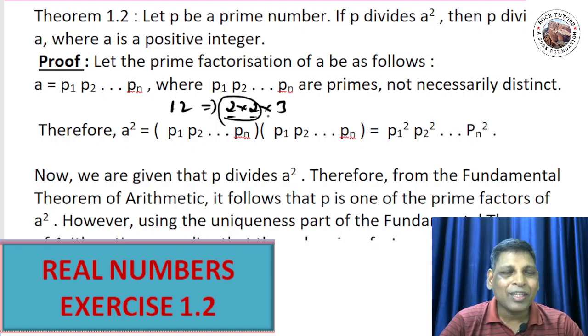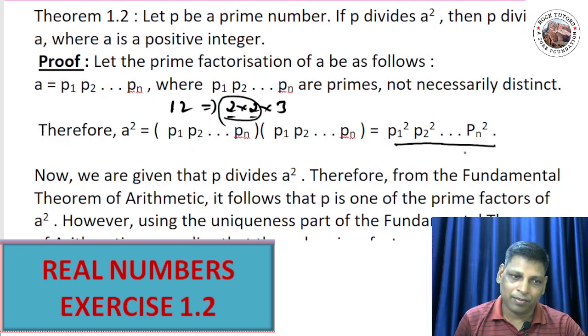Therefore, a square is equal to p1 into p2 into p3 into p4 and so on into pn. So a square, once again I am writing that a into a, so p1 into p2 into p3 and so on into pn. This will become a square equal to p1 square, p2 square, p3 square and pn square.